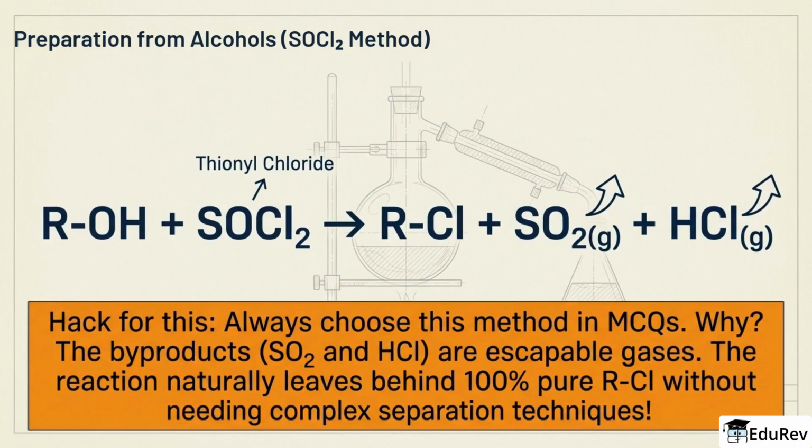Take alcohols first, and within that, the most reliable method using thionyl chloride. Alcohol reacts with SOCl2 to give alkyl chloride, along with SO2 and HCl as gases. And that detail is the key. Because the byproducts escape as gases, the reaction moves forward cleanly and leaves behind a pure product. In MCQs, this method is usually the safest choice when purity is mentioned.